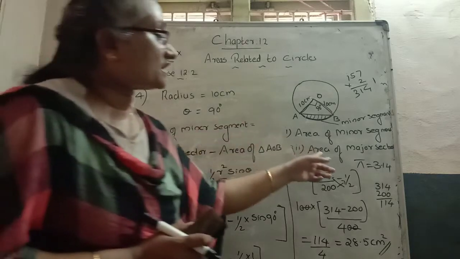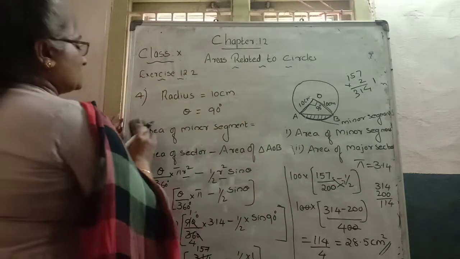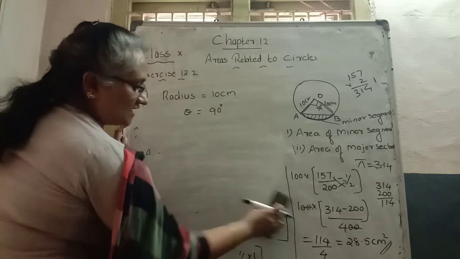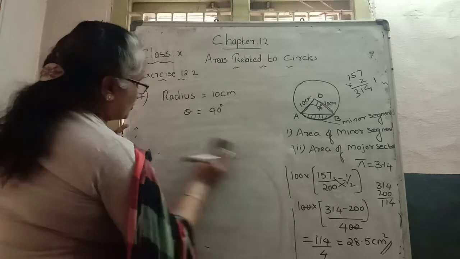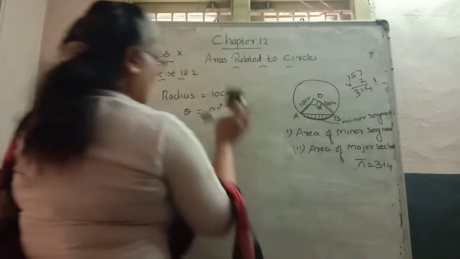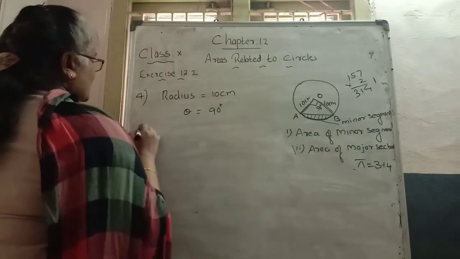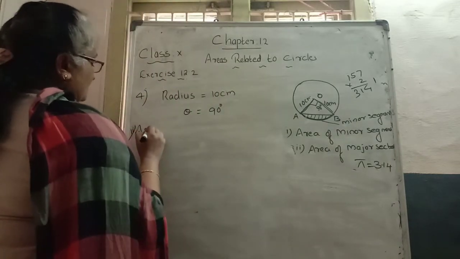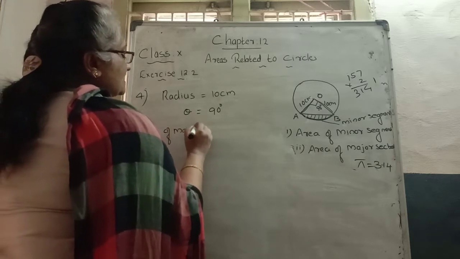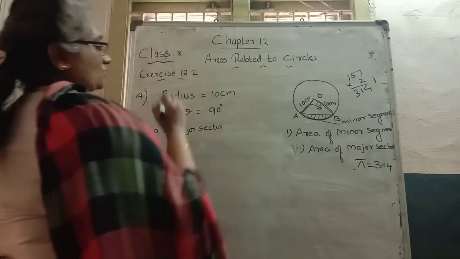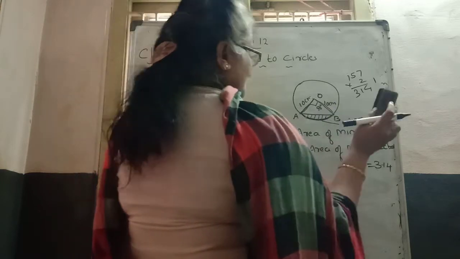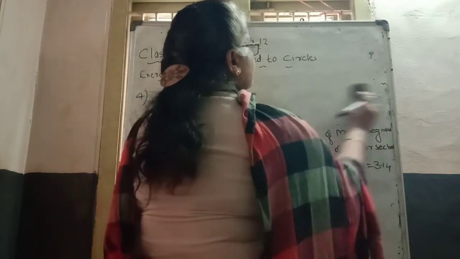Next, what do they ask you to find? The area of a major segment. The second part, we want to find the area of a major segment. How to find out the area of a major segment? Same thing here. They ask the same question in two parts. The area of a major sector they ask to find out. Sector case, how to find out? Here also, the sector case we can take as a diagram in this way.